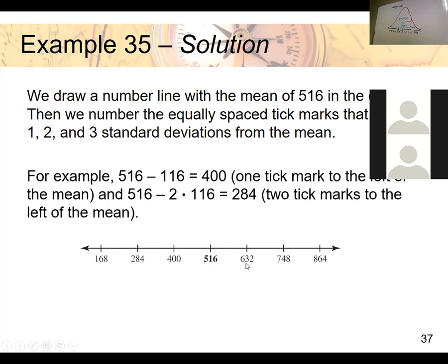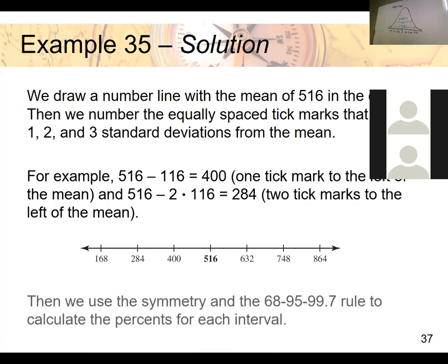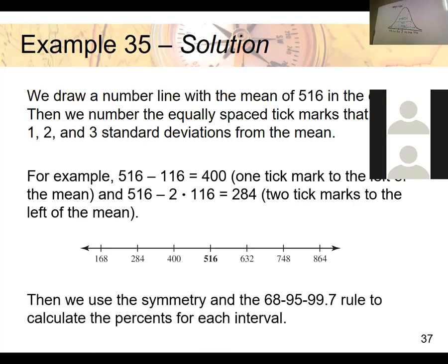So 516 plus 116 would be 632. Then 632 plus another 116 will be 748, and finally 748 plus another 116 will be 864. So this represents our empirical rule with 1, 2, and 3 standard deviations from the mean and those values assigned to it. Now we're going to use this to answer those 4 parts in that original problem.